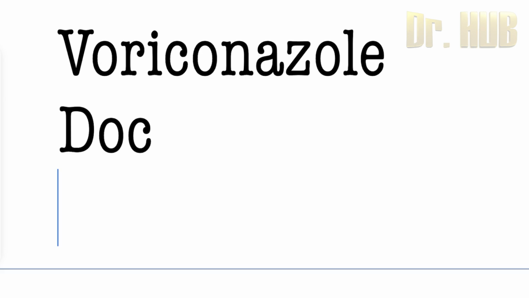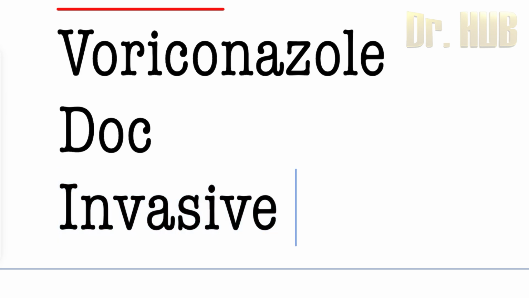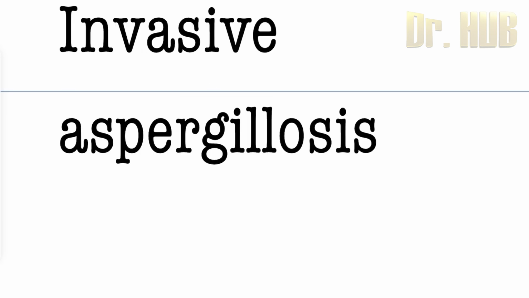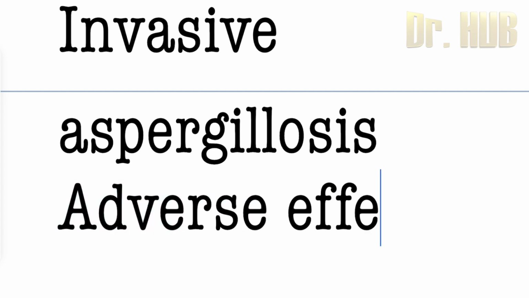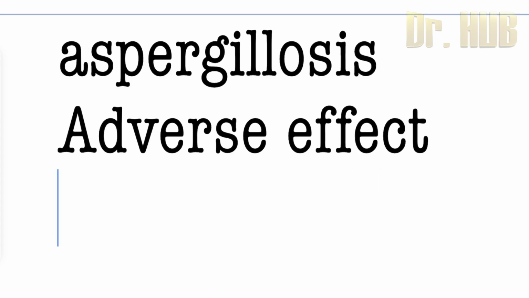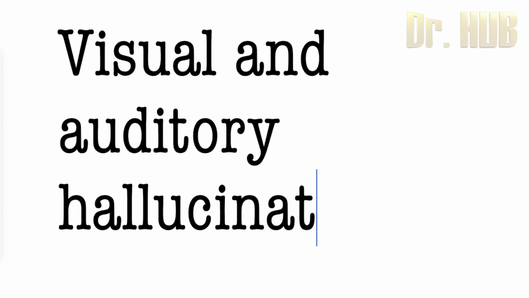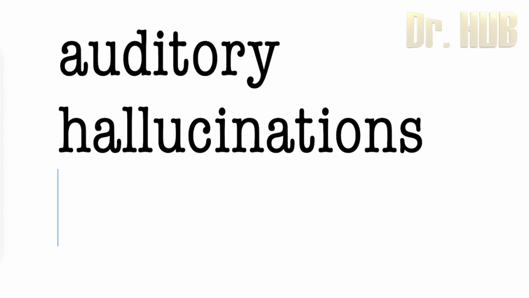Next is voriconazole. Voriconazole is the drug of choice for invasive aspergillosis. And what are the adverse effects? The adverse effects of voriconazole are that a patient may experience visual and auditory hallucinations. So voriconazole is the drug of choice in case of invasive aspergillosis, and the adverse effects include visual as well as auditory hallucinations.